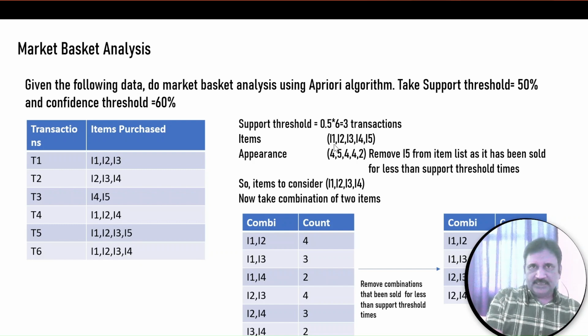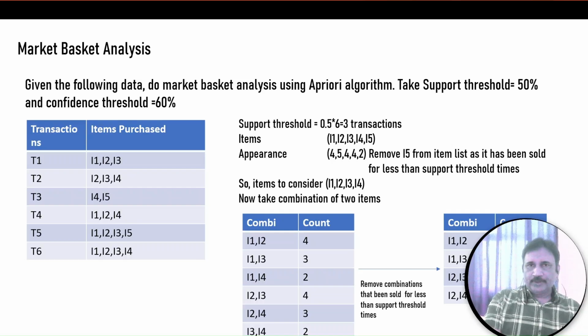So here there are the items I1, I2, I3, I4, I5, and the frequency of appearance is, as we have discussed, I1 4 times, I2 5 times, I3 4 times, I4 4 times, and I5 2 times. If the item appears less than 3 times, we will not take it ahead in our analysis. So I5 is appearing 2 times, so we will be dropping item I5. The items which we have to take ahead are I1, I2, I3, I4.